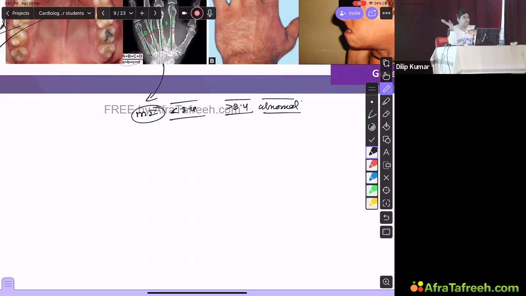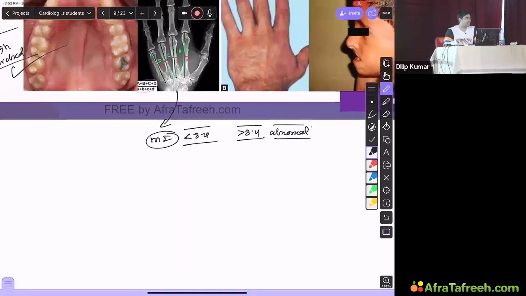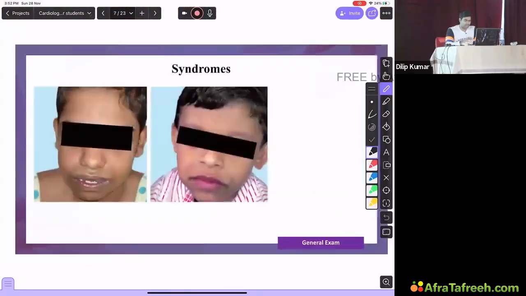So to find that out, we use the metacarpal index. More than 8.4 is suggestive of abnormality. That's all. It indicates arachnodactyly, long and slender fingers. Okay, treatment also is done.